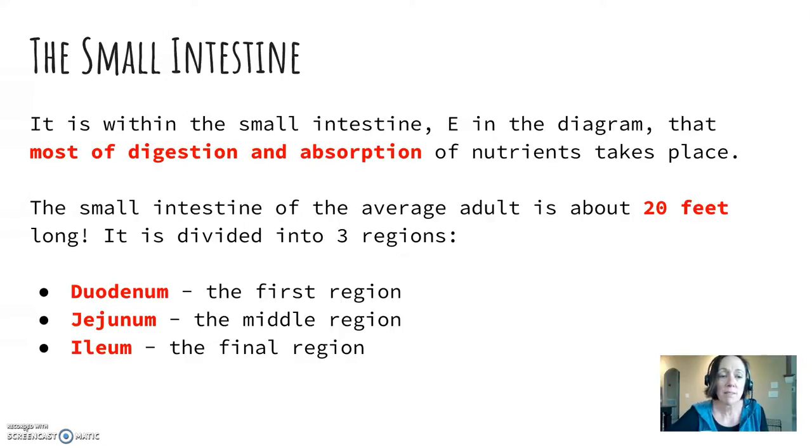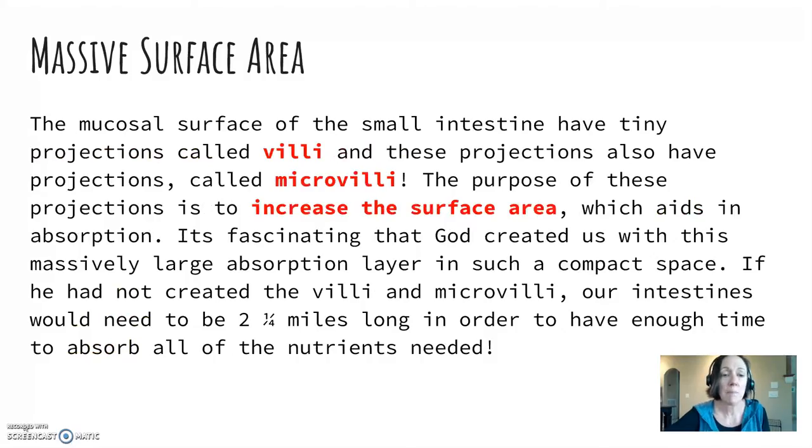It's within the small intestine, letter E in the diagram, that most of digestion and absorption of nutrients takes place. The small intestine of the average adult is about 20 feet long, and this 20 feet tube is divided into 3 regions. The first region that's attached directly to the stomach is called the duodenum. The next part is the jejunum, and then the distal or final region is called the ileum.